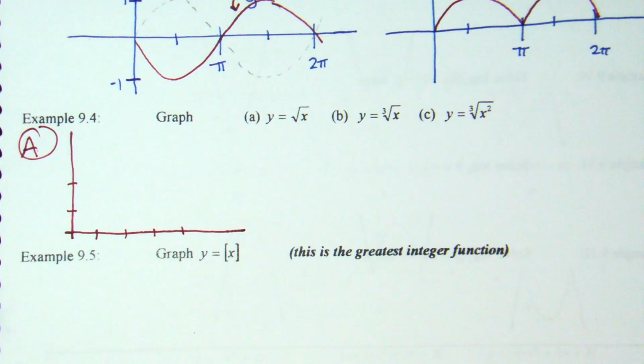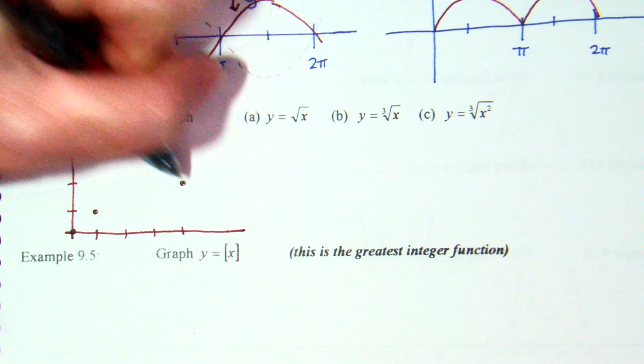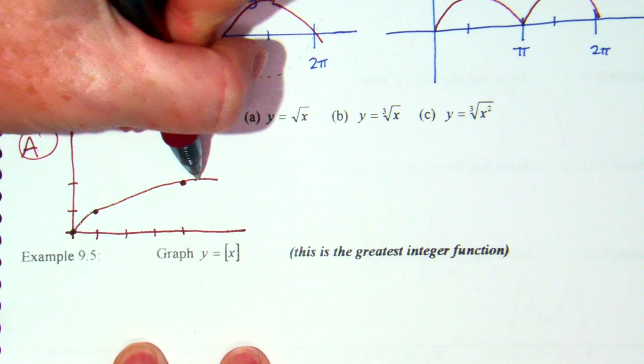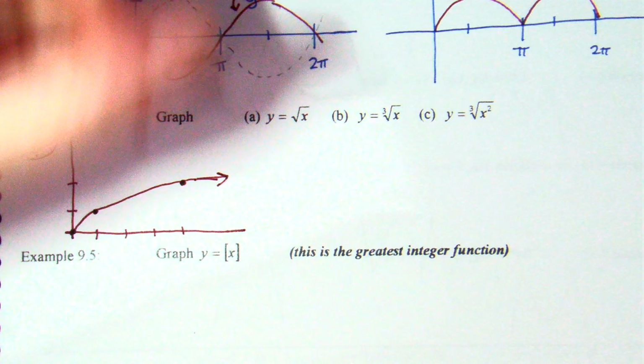I agree with this drawing. Starts at the origin and just goes on to the right. It's going to go through (0, 0), (1, 1), and (4, 2). I think of it as half of a sideways parabola. Sound familiar? Okay. That is also square root of x.